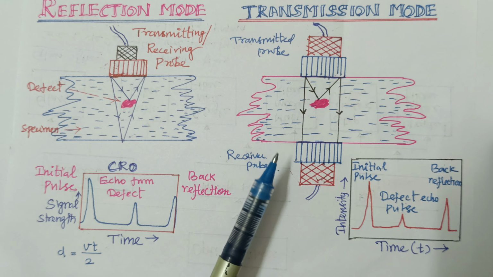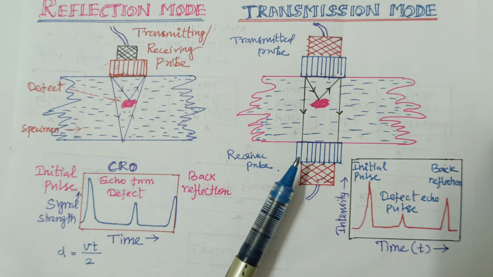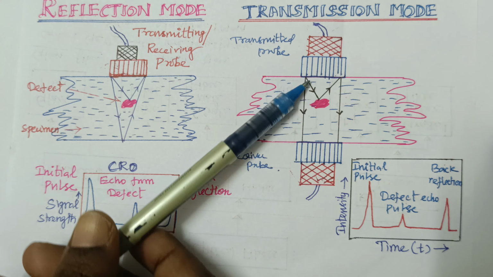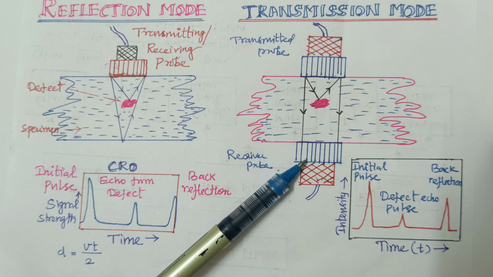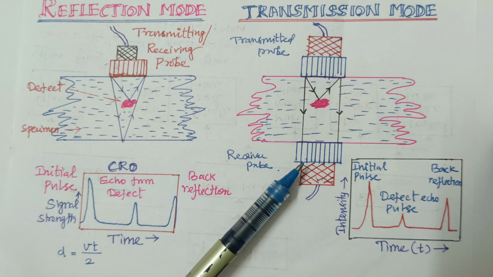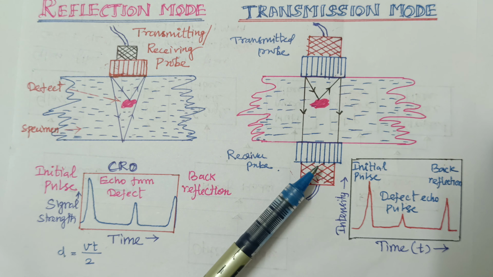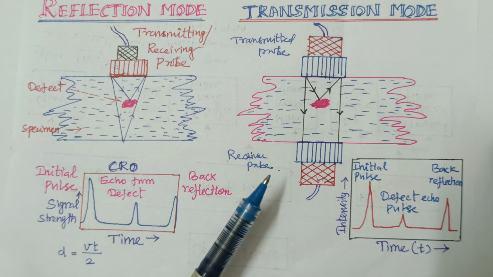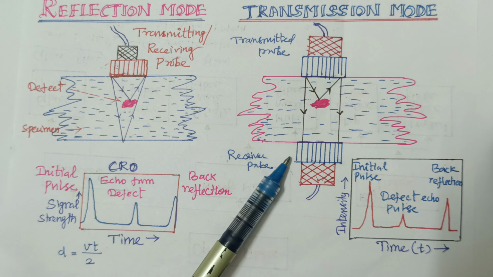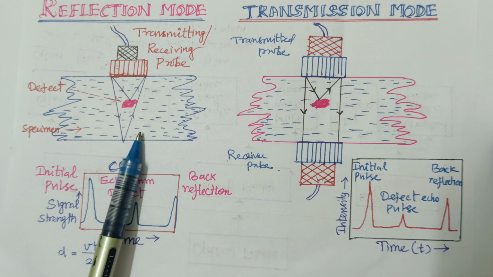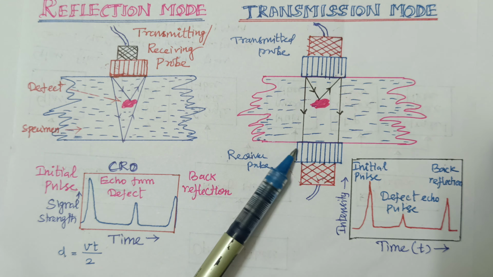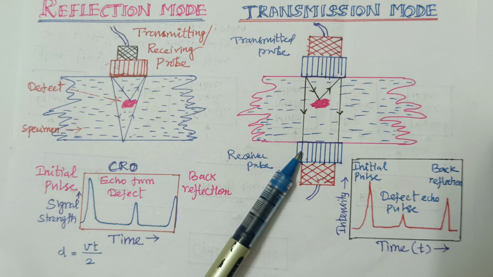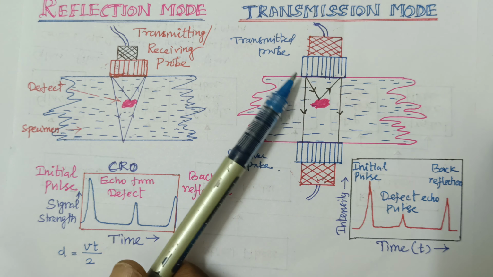What are the demerits of the through transmission method? Here we are using transducers on both sides, that is probes, which is very difficult. This is one of the disadvantages of this method. Another is that the surface of the sample must be parallel, and the coupling loss is more. In reflection mode it is very much less compared to the through transmission method. Here the coupling loss is more because we are using two different transducers.